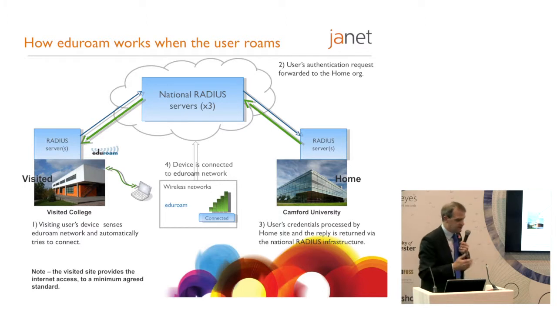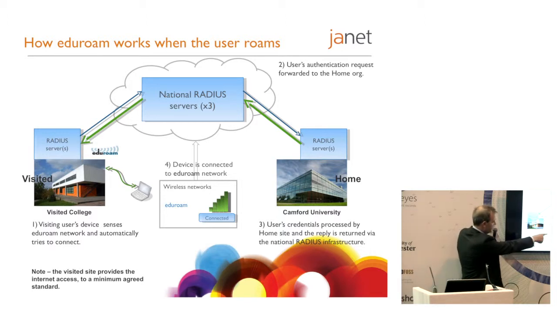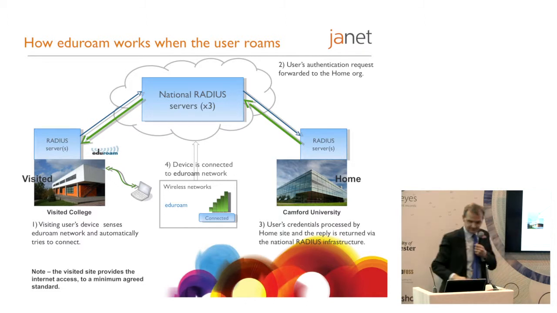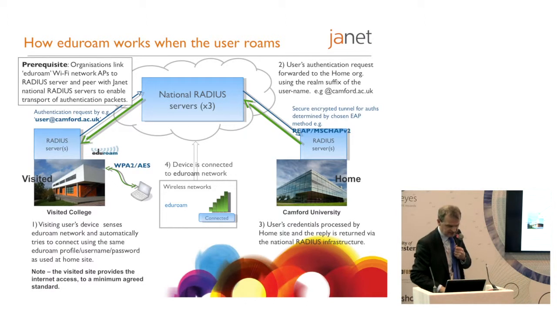The visited site, as I've already said, provides the internet type of the network capacity. This diagram isn't particularly helpful, but that bit in the middle really is the connection through the visited site. This was a slightly more complicated version of the same thing, which I shall skip over.